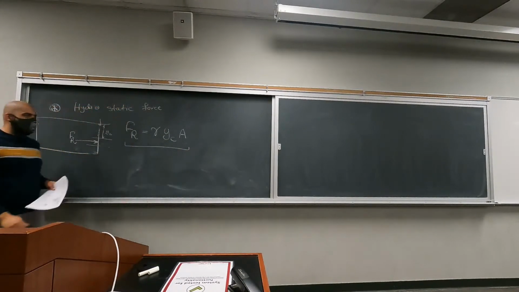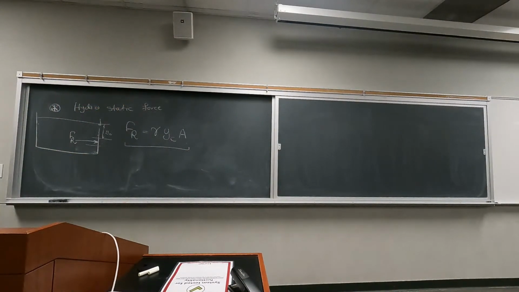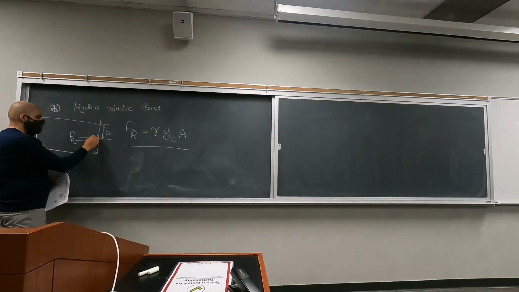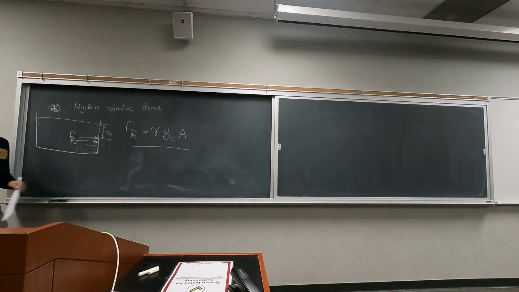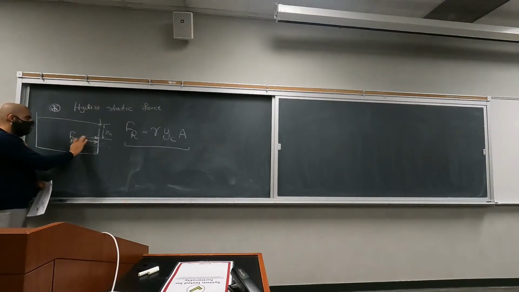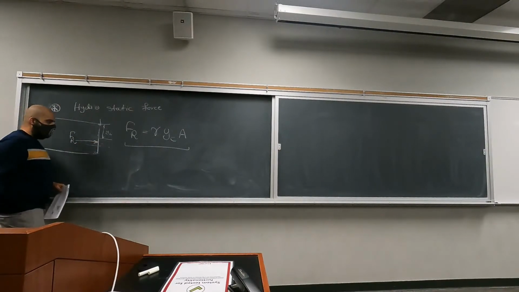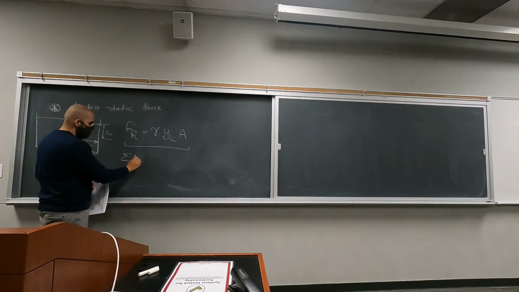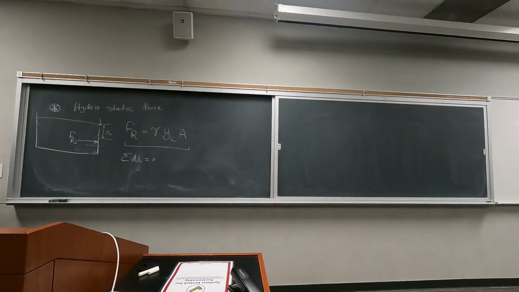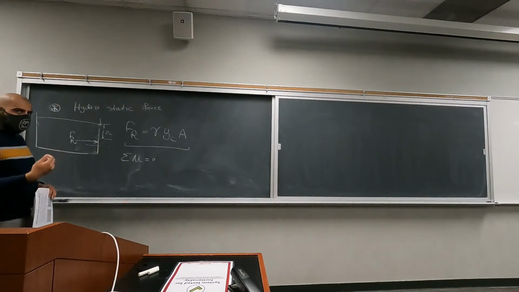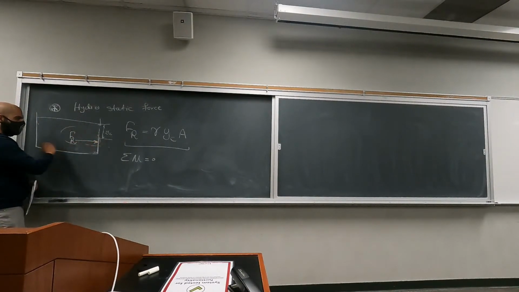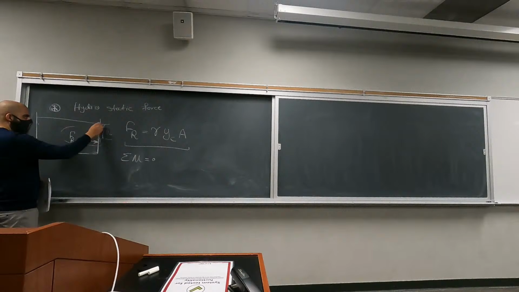But where should we place this force? We cannot place it on the centroid. We actually have to find the location we have to place it on. How should we find that location? We have to write a moment balance on the wall. So sigma M, a moment balance on the wall. Sigma M has to be equal to 0. We have two forces here. One is this resultant force that we want to find a location for, and the other is this pressure distribution.